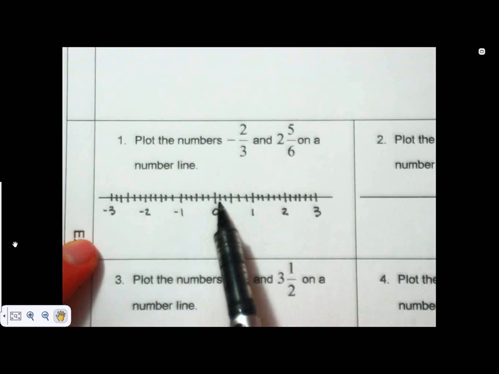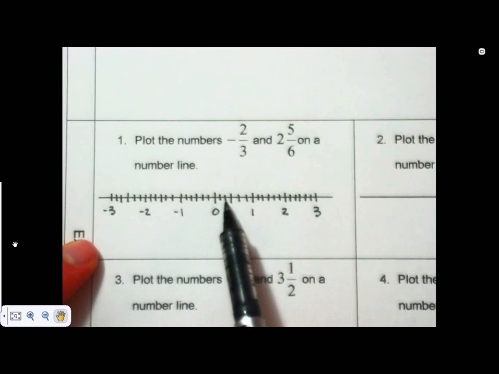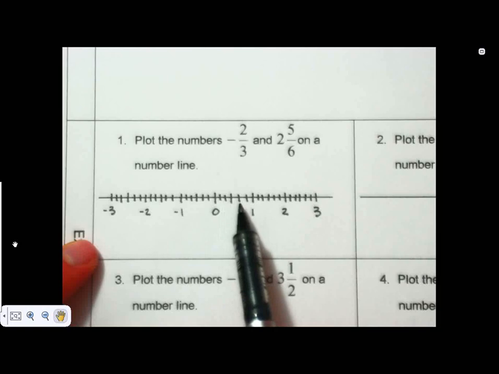Well, what that means is that this first slash mark represents 1/6. The second one is 2/6. The next one is 3/6, 4/6, 5/6, and then 6/6 or 1.